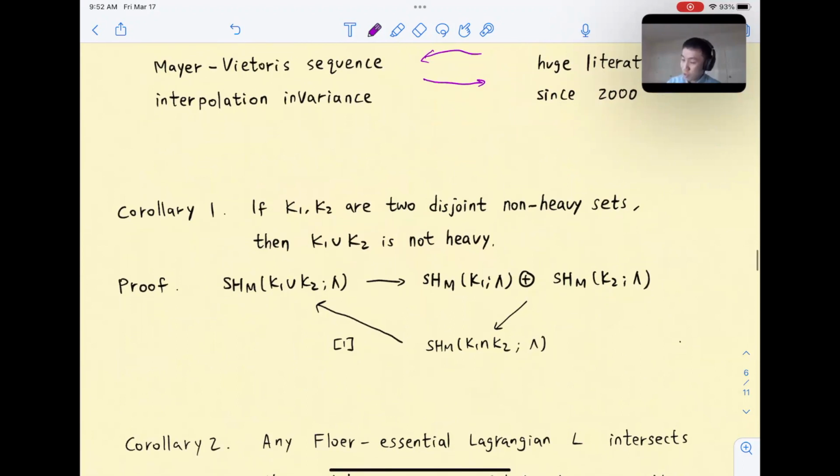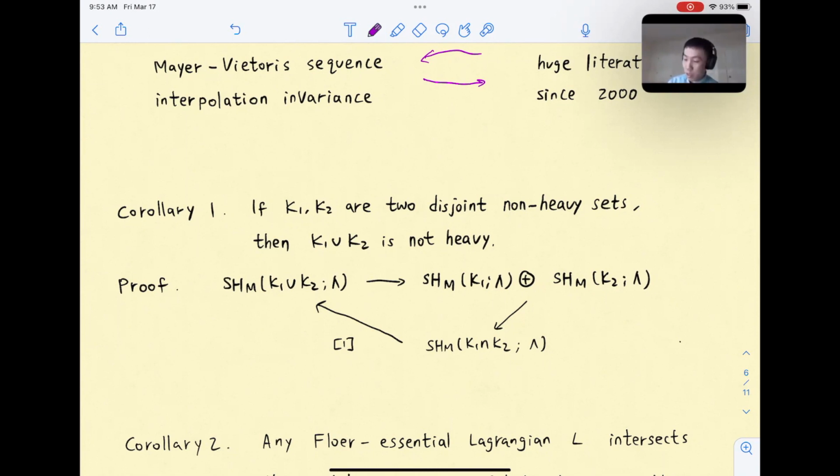The first corollary is a direct consequence of this Mayer-Vietoris sequence. Suppose we have two disjoint sets, and each of them is not heavy. Then their union is not heavy. So that's the first corollary. The proof follows the Mayer-Vietoris sequence.